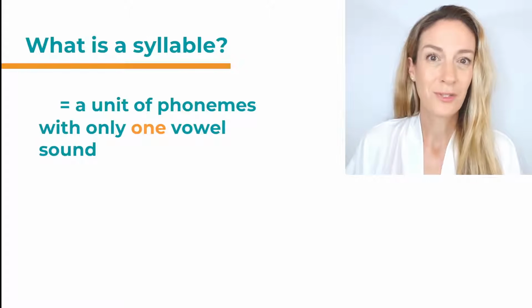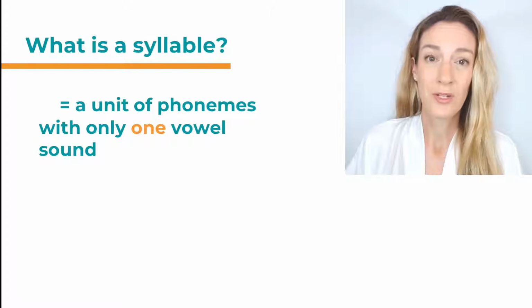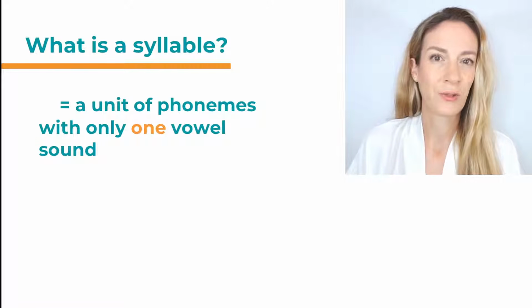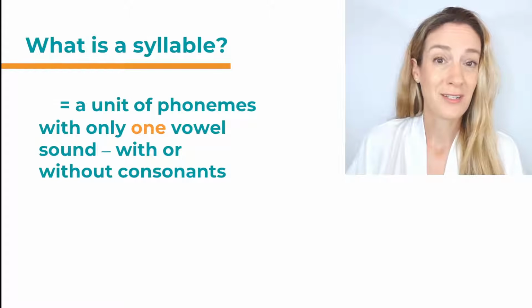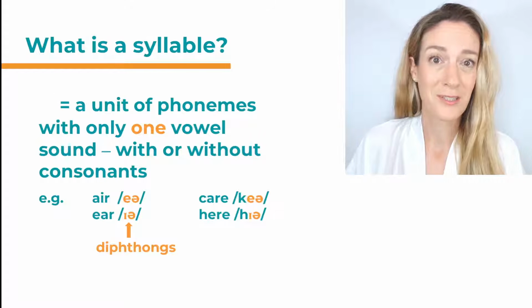Now, a syllable can be defined as a unit of phonemes. Remember, phonemes are sounds. So a unit of phonemes with only one vowel sound. This is important, only one vowel sound. And there could be some consonants or not, so with or without consonants. Let's have a look at some examples.